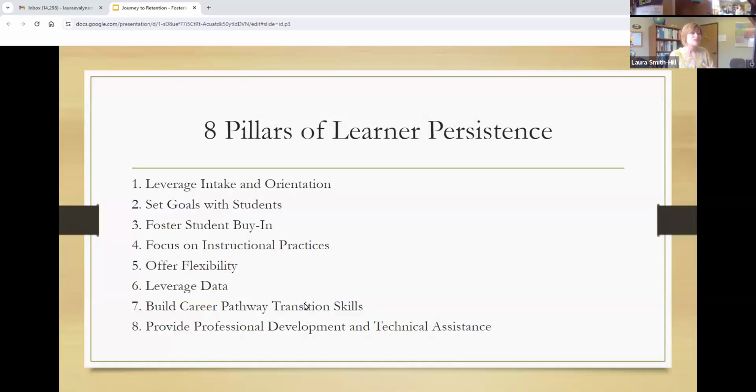I am doing providing professional development and technical assistance. So that's the part we play, supporting our statewide learning on this topic.